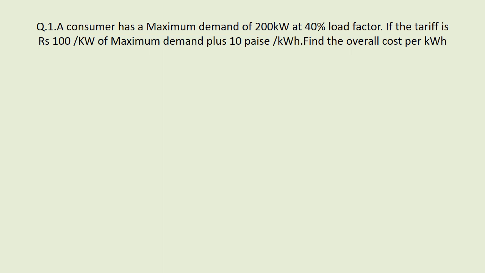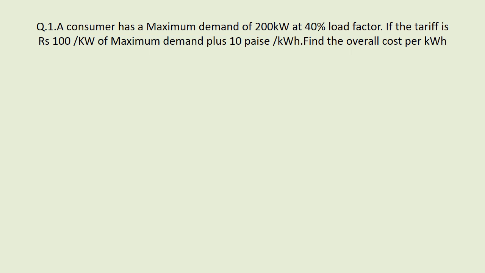So this is the first question. Here it says that a consumer has a maximum demand of 200 kilowatt at 40% load factor. If the tariff is rupees 100 per kilowatt of the maximum demand plus 10 paisa per kilowatt hour, then find the overall cost per kilowatt hour.